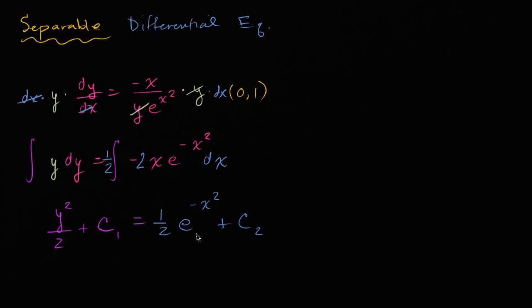Now, what can I do here? Well, I have a constant on the left-hand side. It's an arbitrary constant. We don't know what it is. I haven't used this initial condition yet, we could call it. So let me just subtract C1 from both sides.